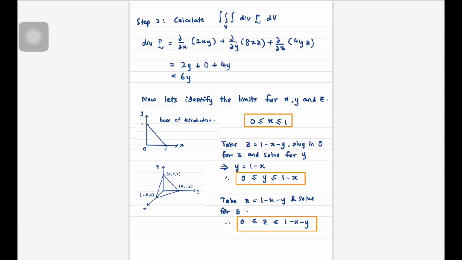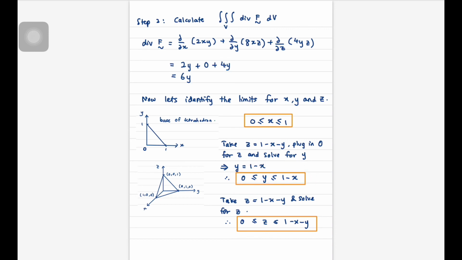So what you have to do is take z equal to 1 minus x minus y, plug in 0 for z, and solve for y. When you plug in 0 here and solve for y, you get y equal to 1 minus x. Okay, so your y will be from 0 to this line equation, 1 minus x. So this is your limit for y.